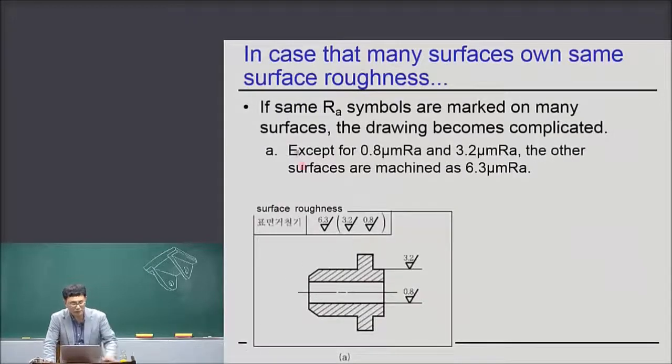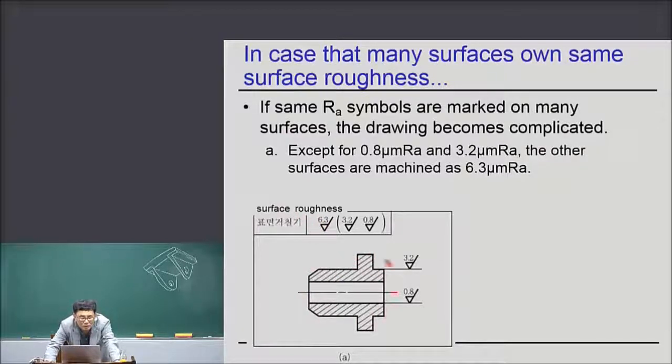Another case is here. In case many surfaces own the same surface roughness, okay? If the same Ra symbols are marked on many surfaces, the drawing becomes complicated. So this means that except for 0.8 micron and 3.2 micron, which are in the two curves, the other surfaces are machined as 6.3.